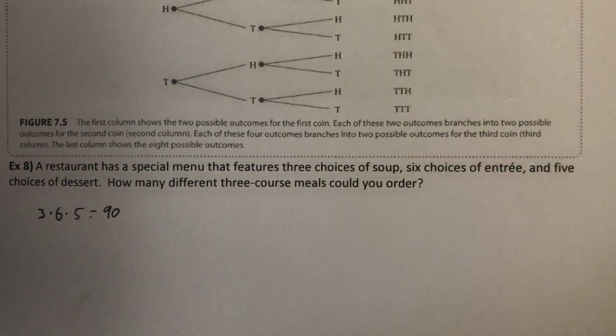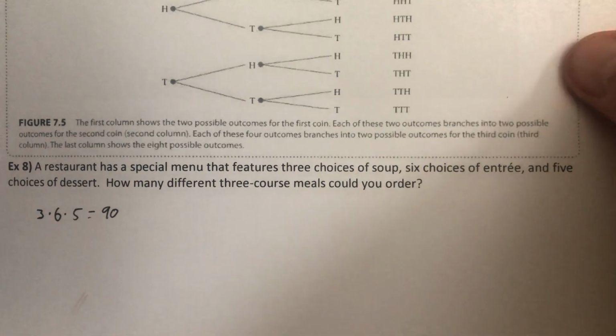All right, so at this restaurant, we have 3 choices for soup, 6 choices for an entree, and 5 desserts. How many 3-course meals can we order? We are just going to multiply. So 3 soups, 6 entrees, and 5 desserts. Multiply them and you get 90.